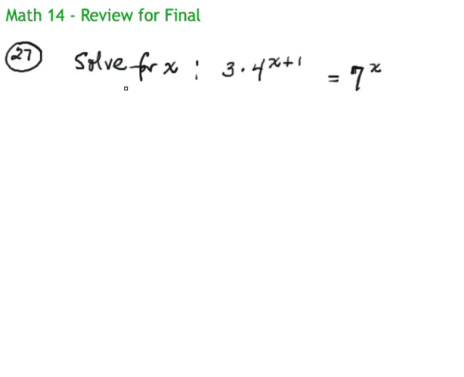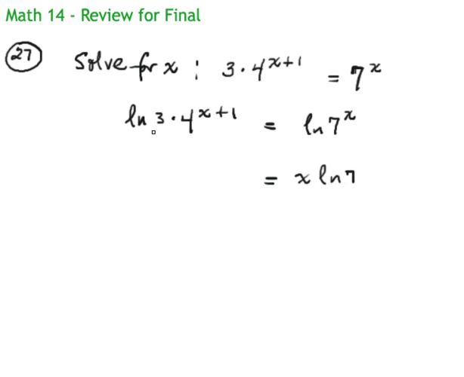In 27 we're asked to solve for x, and x is in the exponent. So what we do in a case like this is we log both sides to take advantage of the log properties, which will bring down our exponents, and then we'll be able to solve for x. So let's start by logging both sides. I'm going to write ln of 3 times 4 to the x plus 1 is equal to ln of 7 to the x. On the right hand side, I'll just bring down the x right away: x ln 7.